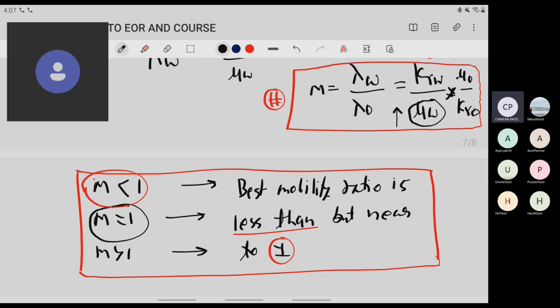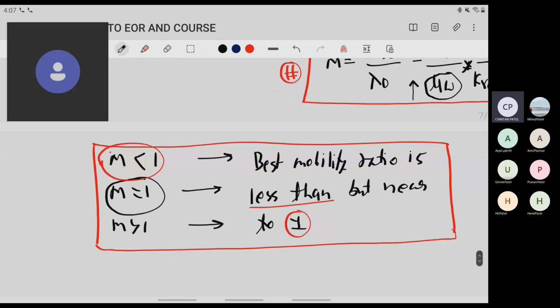Another thing, if M is greater than 1, that means the viscosity of oil is high, but the viscosity of water is low. Water is not able to push the oil. Simple. So this is important again.